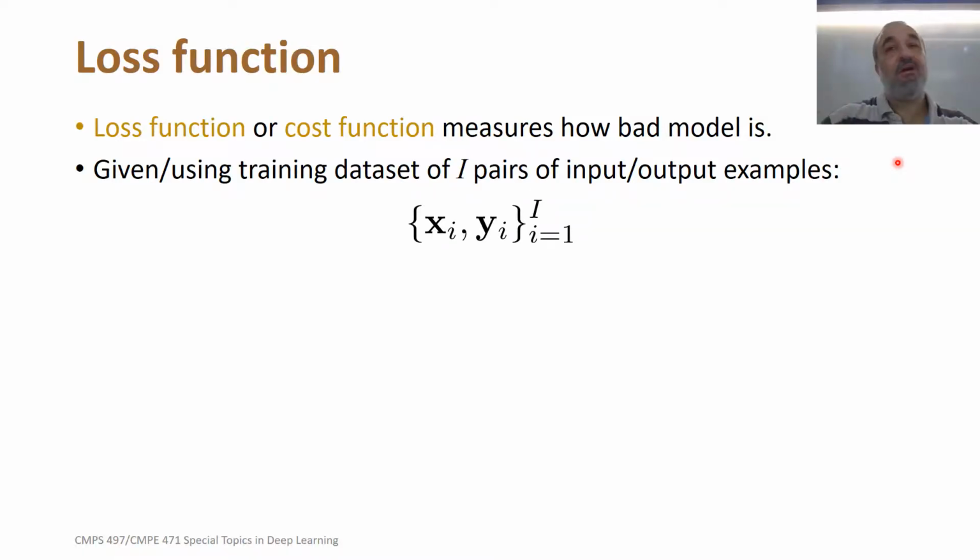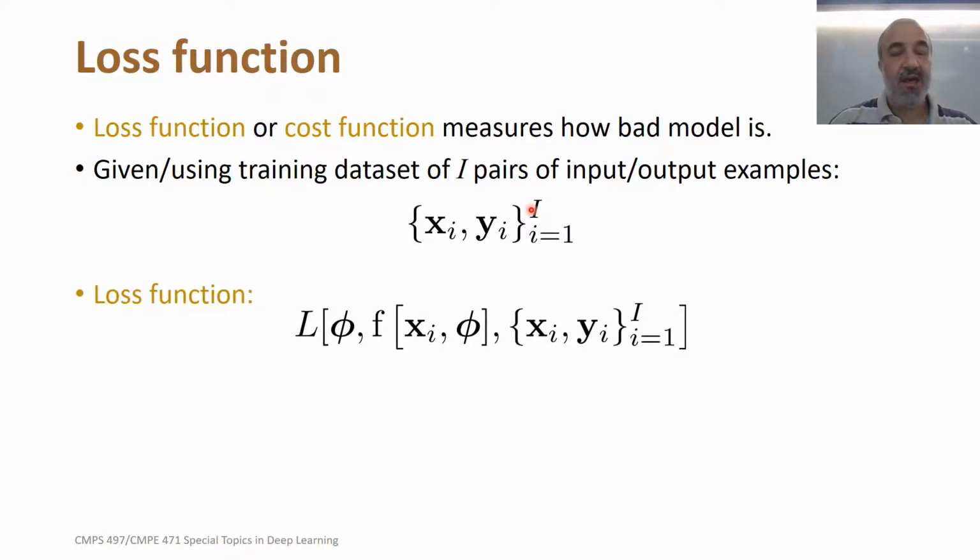So we compute the loss function when we do training, using the training examples. Remember, in supervised learning, the training examples are labeled, right? We have input and corresponding output. So we know the corresponding output is the actual output that we want to model. So given the training data, we use the notation x_i, y_i. This is one example, one pair of input and output, and we have I pairs of them in the training data, from 1 to I.